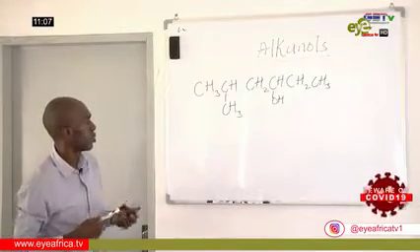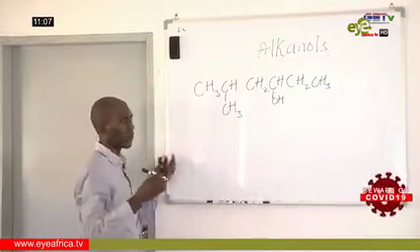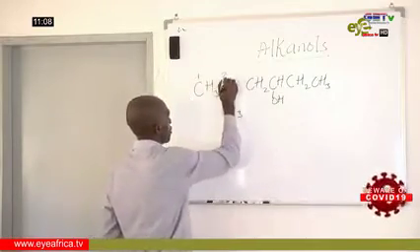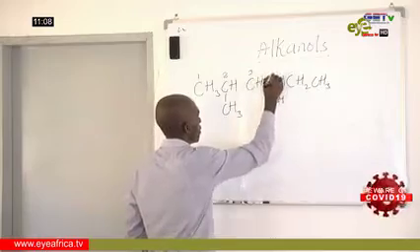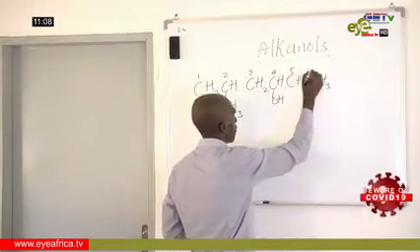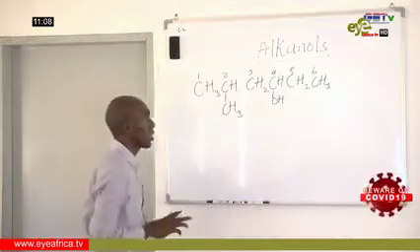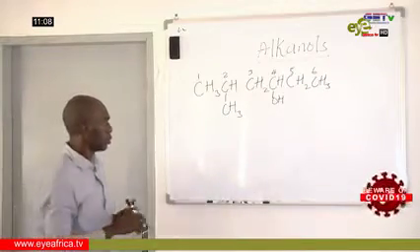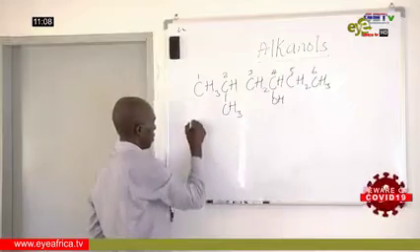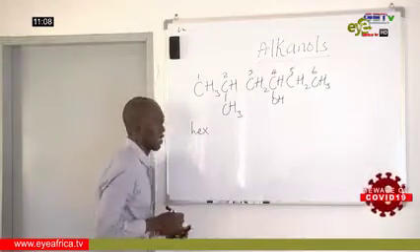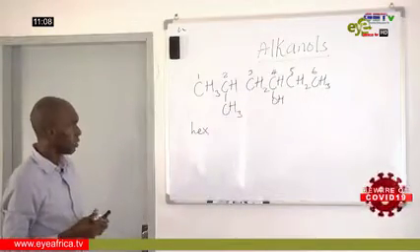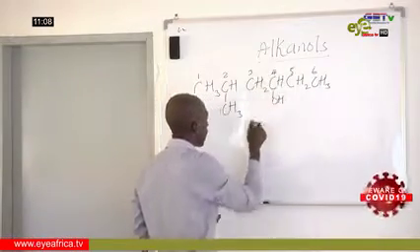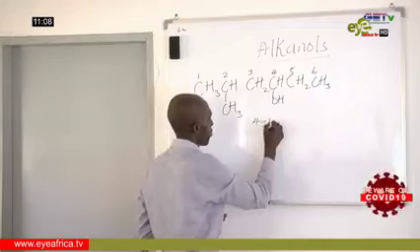So looking at this compound, if we start counting from our left, this is going to be carbon number 1, 2, 3, 4, 5, and 6. That means the longest hydrocarbon chain is made up of 6 carbons. Okay. And then the prefix for 6 is hex. We write that first. Then on carbon number 4, we have an OH group.